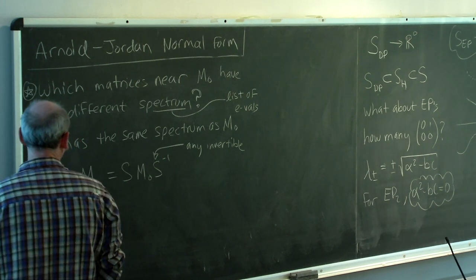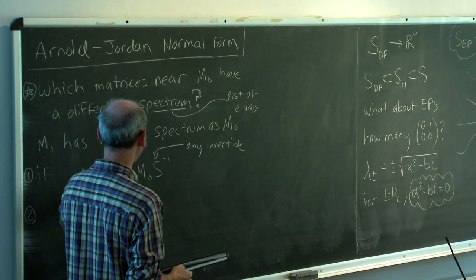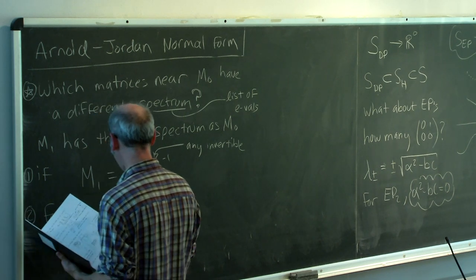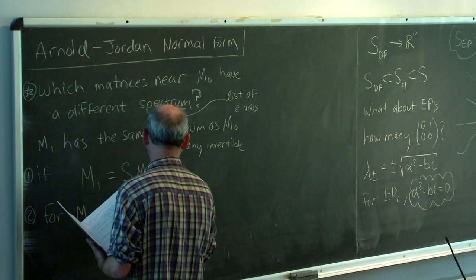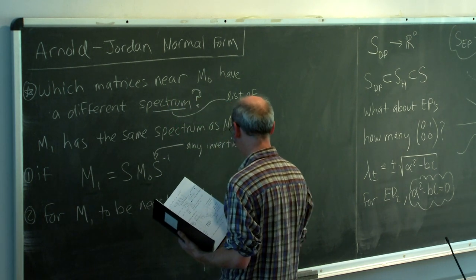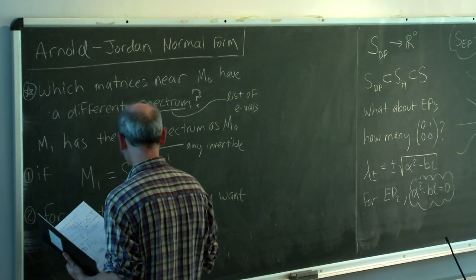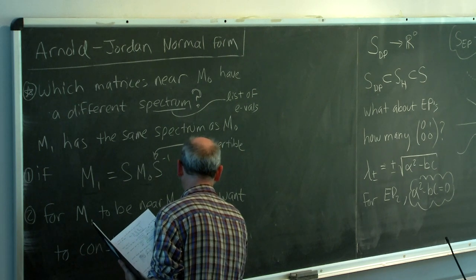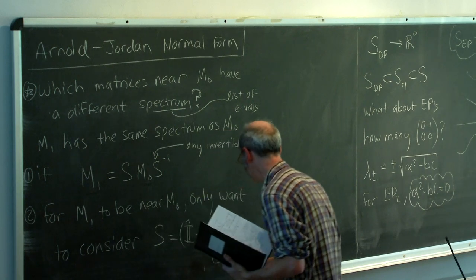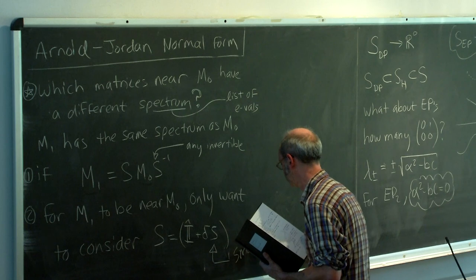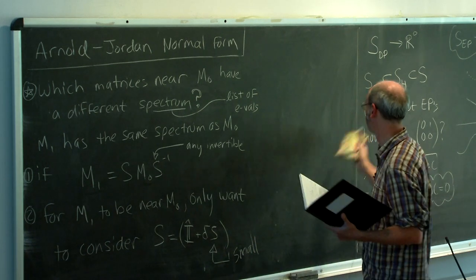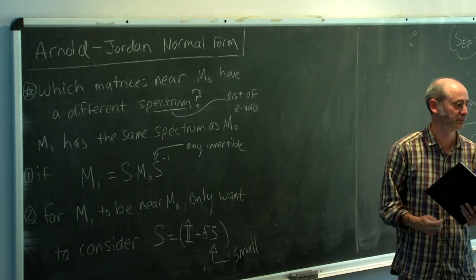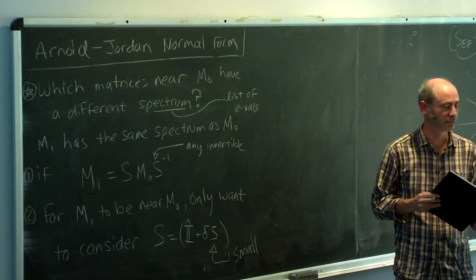The second ingredient is to say that if I only want to ask about matrices M1 that are near to M0, so somehow near in that space, then I should only consider similarity transforms that are very close to the identity. That's a reasonable definition of nearness. Where this little ds is small. Okay, questions?